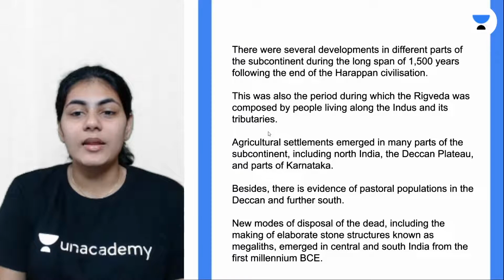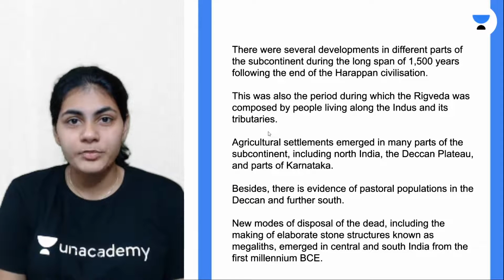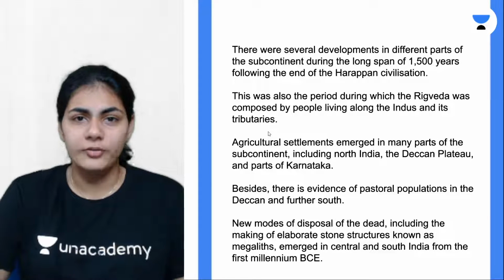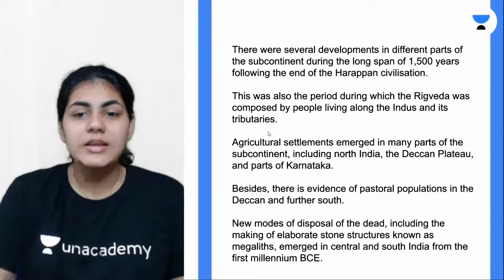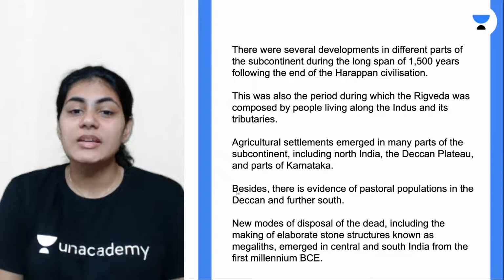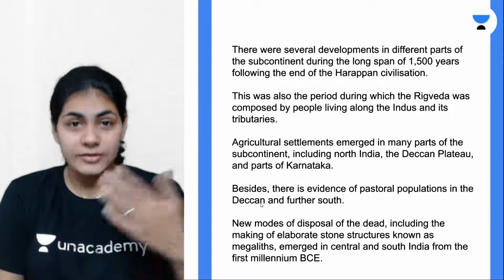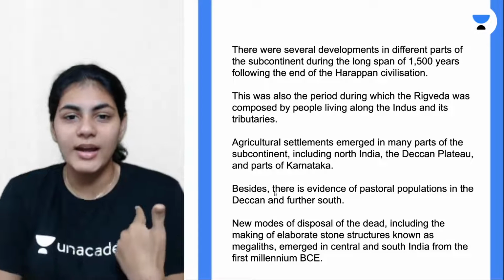And besides that, there are also pastoral populations, right? People who survive on feeding their animals on grasslands. So that's pastoral populations. That is also happening in the Deccan and even further south, which is Tamil Nadu and Kerala.